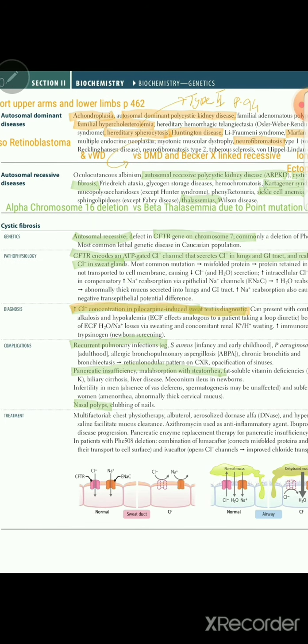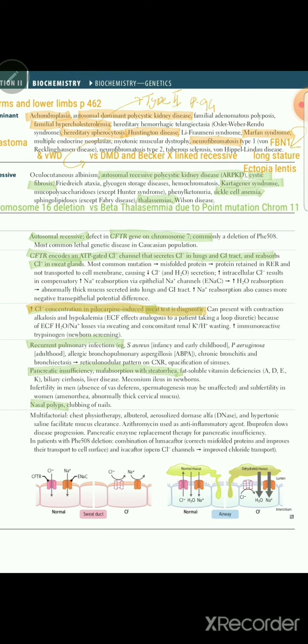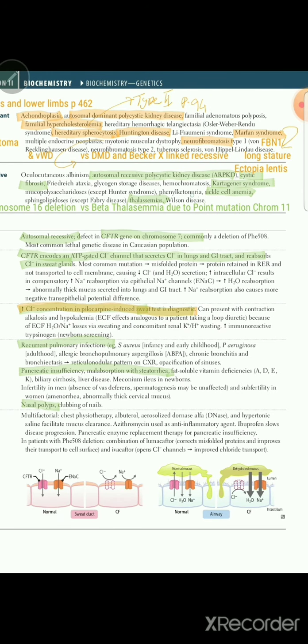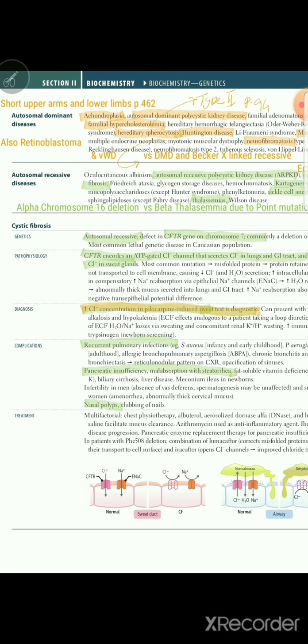This is to be differentiated. Otherwise, neurofibromatosis and Marfan syndrome are structural disorders. They are primarily dominant disorders. Mucopolysaccharidosis, again, except Hunter syndrome, they are enzymopathies, so recessive. Phenylketonuria, again enzymopathy, recessive. Sickle cell anemia, now coming to the blood disorders, sickle cell anemia and thalassemia are autosomal recessive disorders.